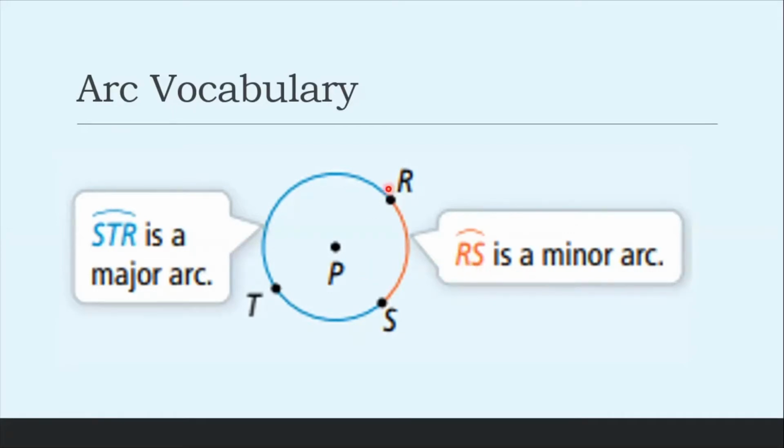And we also have major arcs. Major arcs are bigger than a semicircle. In this case, arc STR is a major arc because it is more than a semicircle. And notice that a major arc is always noted by 3 of the points in the arc, the 2 endpoints and a point in between them. Semicircles are also described in this way. Notice that when we have arcs, the symbol for arc is a curved line over the letters.